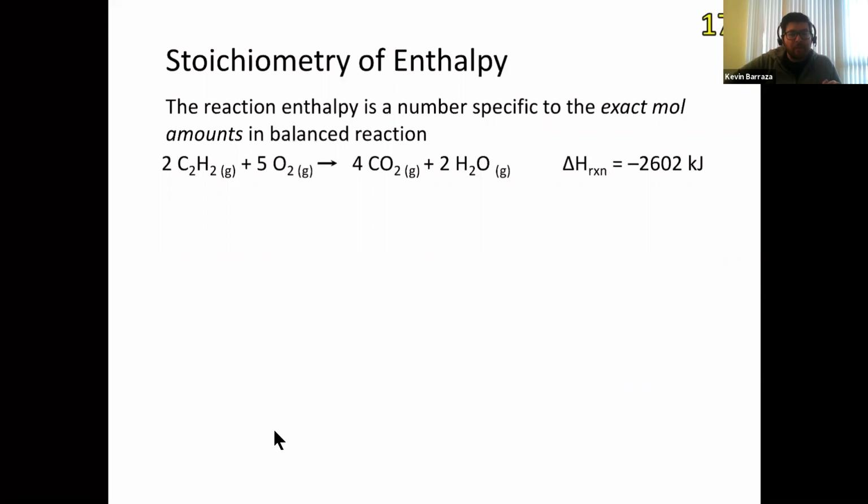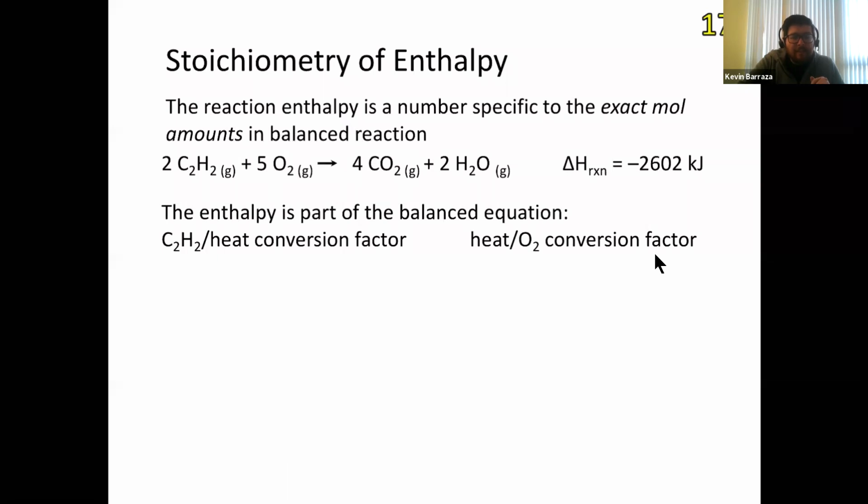And so we have this example. The reaction enthalpy is a number specific to the exact mole amounts in a balanced chemical equation. So the math that's involved has to do with making relationships among our different species in the chemical reactions. In this case, if we're interested in the heat changes, we want to know the relationship between maybe burning a certain amount of fuel and calculating the amount of heat. So that means that there's a slight addition to how we can make conversion factors with reactions.